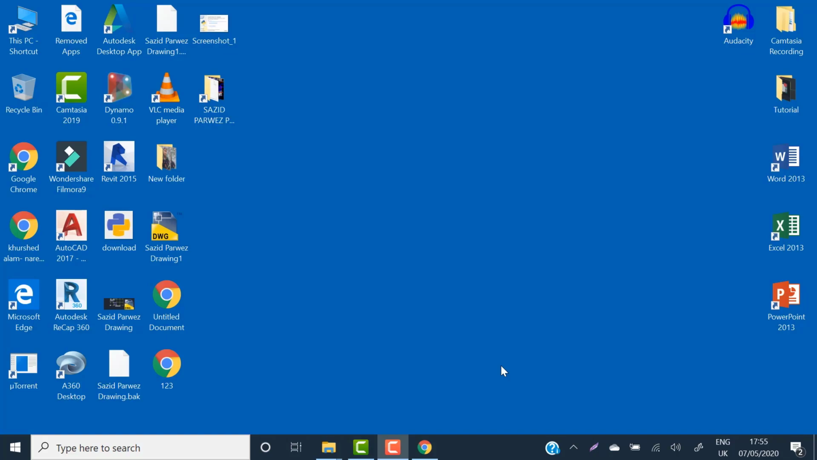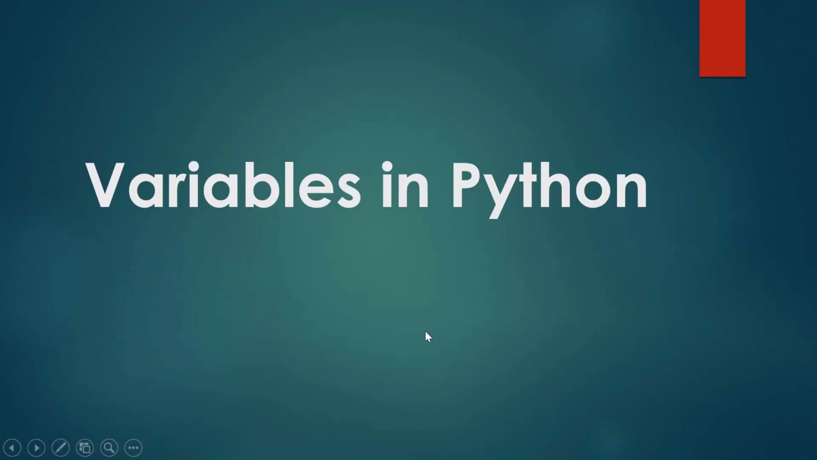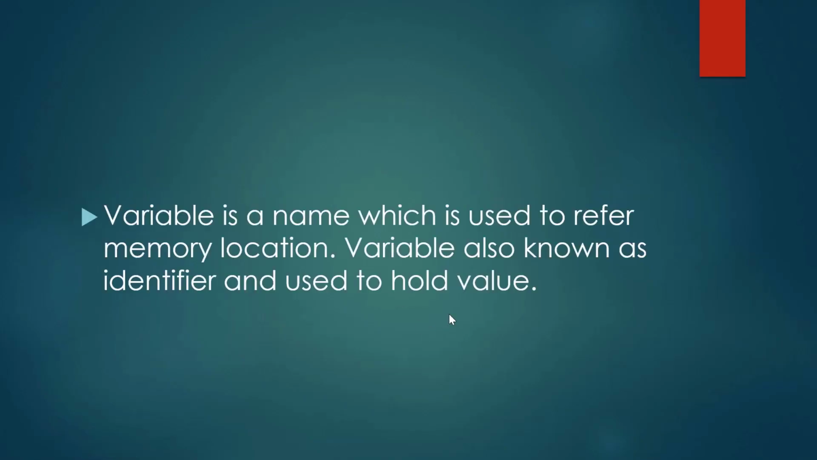In this video, I'm going to show you variables in Python. A variable is a name used to refer to a memory location. A variable is also known as an identifier and is used to hold values. Now we will see in an online editor how a variable holds a value.